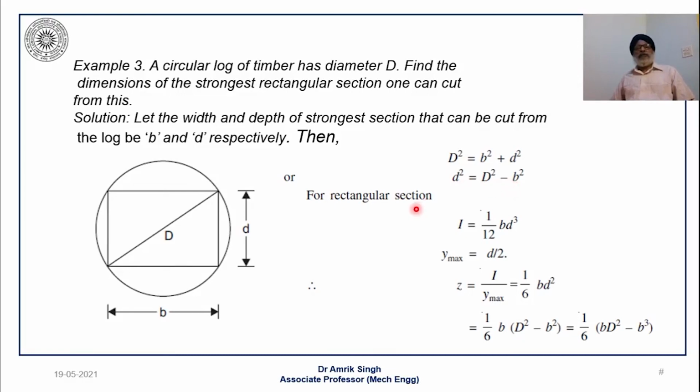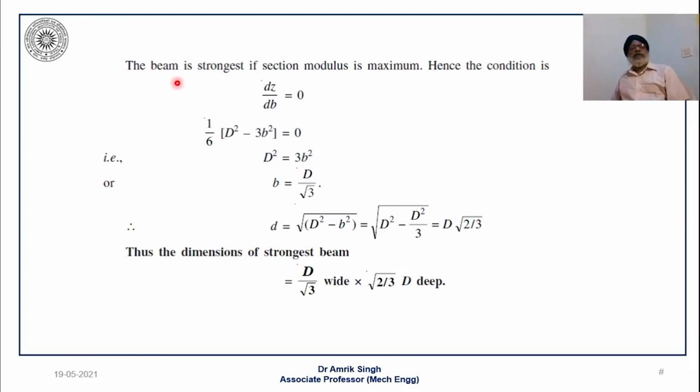For the rectangular section, we know that I is BD cube upon 12 and Y will be D by 2, because we are going to calculate the maximum strength of this beam. So Z is equal to this, and we can calculate it, it is coming like this. The beam will be strongest if the section modulus is maximum. So if we differentiate and equate this to 0, we get B is equal to D upon root 3, and we can put this value in this relation. So we can get the depth.